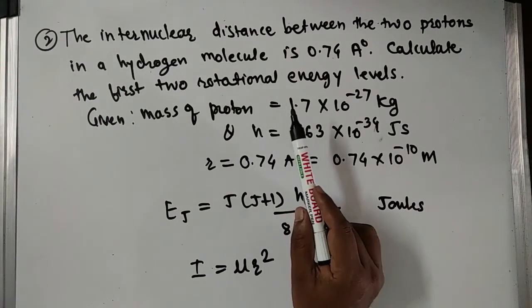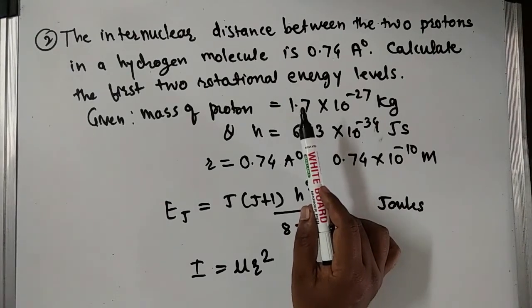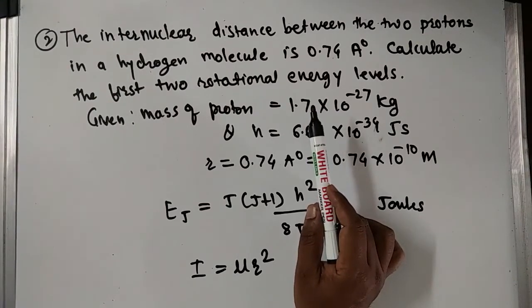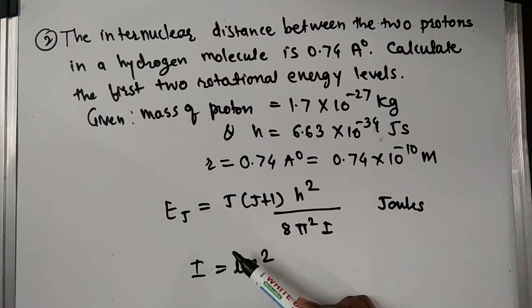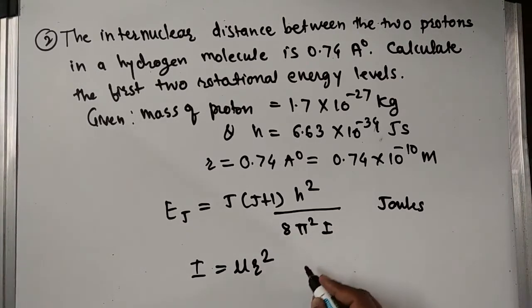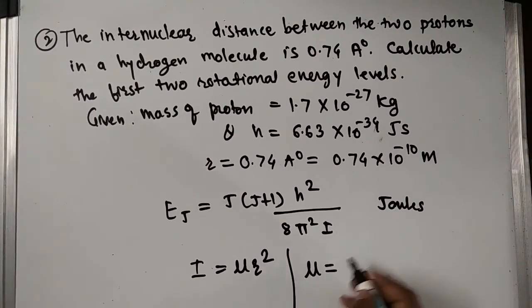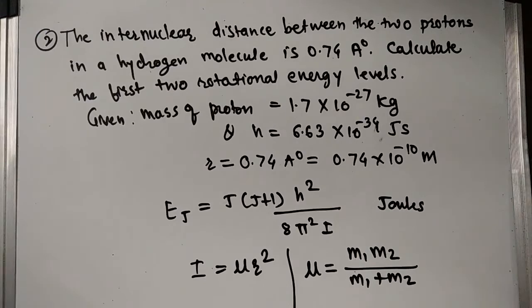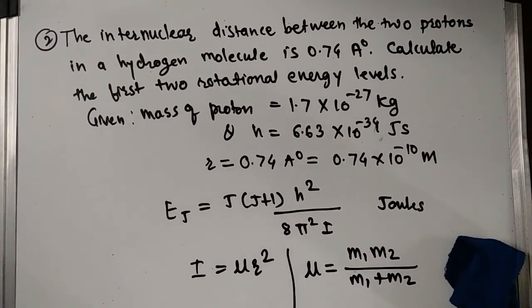From the mass of hydrogen given, we have to calculate the reduced mass for the H2 molecule, that is, the hydrogen molecule, and from that we will calculate I, the moment of inertia for this molecule. So let us first calculate mu. Mu is given by m1 into m2 upon m1 plus m2. Here both the atoms are hydrogen, so we will calculate the reduced mass first.